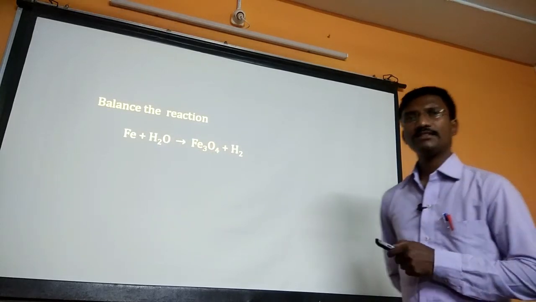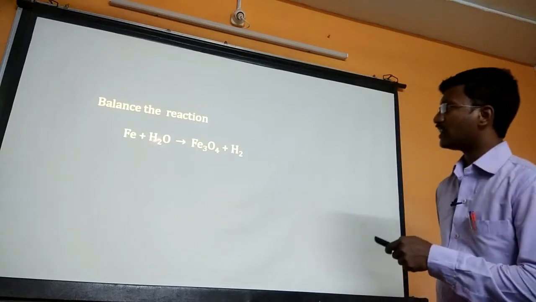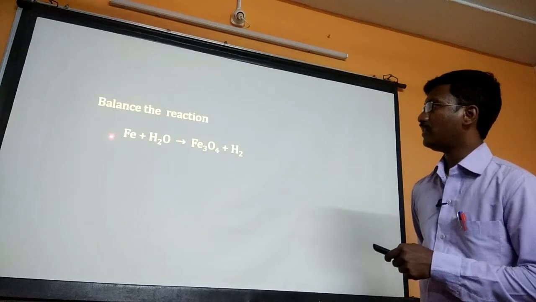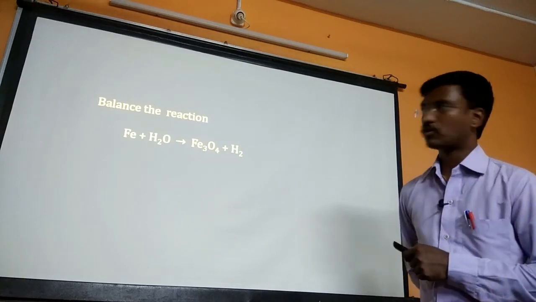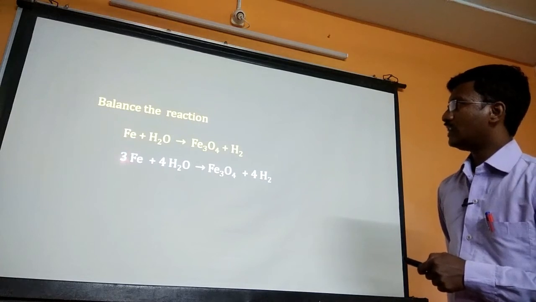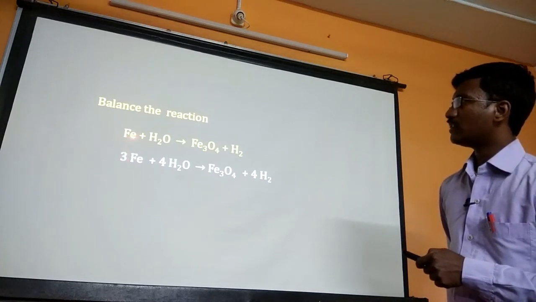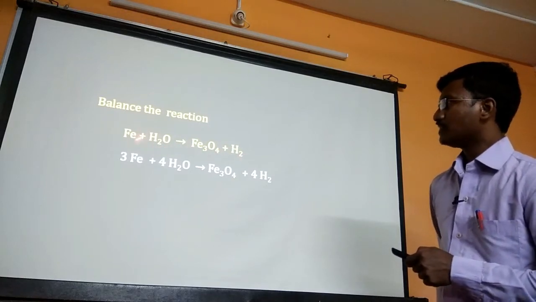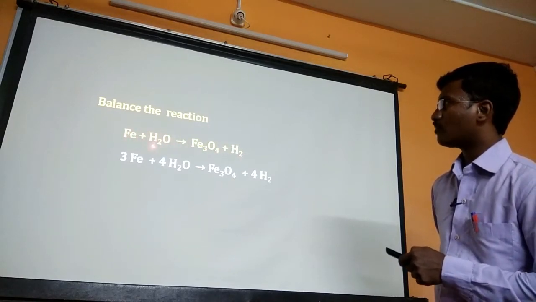So we have to balance in such a way that the number of elements in the reactant should be equal to the number of elements in the product. Means the Fe number should be the same in the reactant and product. Therefore, see here, below we have written 3. We are not supposed to write the 3 below the Fe. It's not possible. Once the reaction is written, we are not supposed to change the formula.